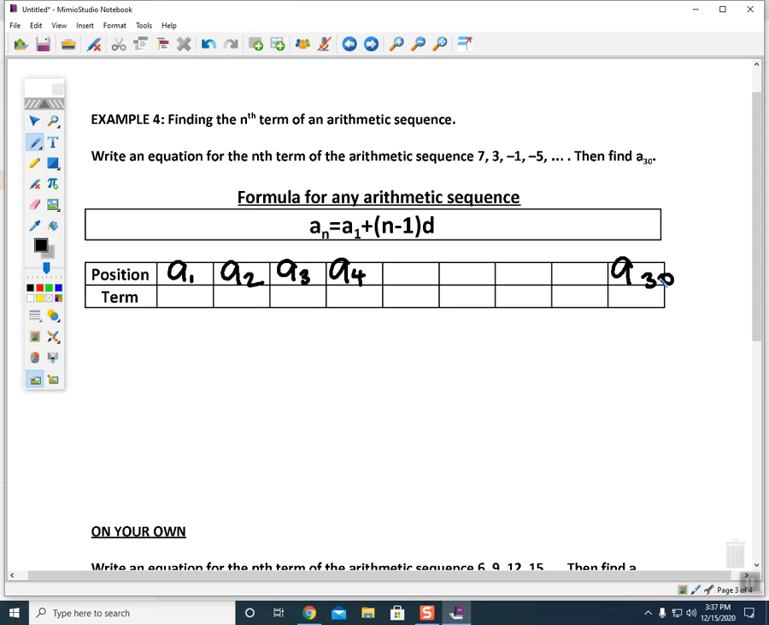Would you like to just keep counting until we get down to a sub 30? That doesn't sound like very much fun. So we're going to do a shortcut. So I've got 7, 3, -1, -5. There's a formula that I can use when I'm talking about arithmetic sequences.